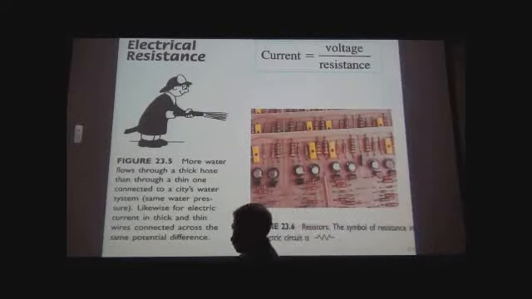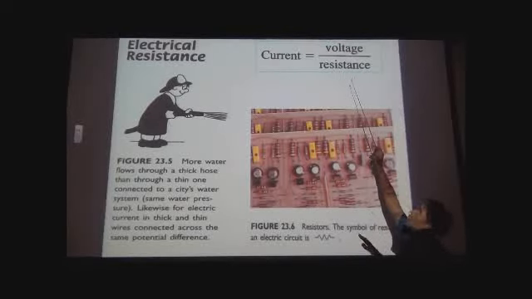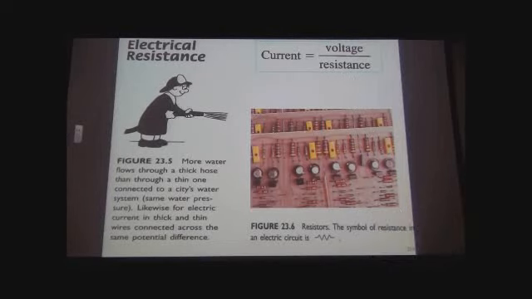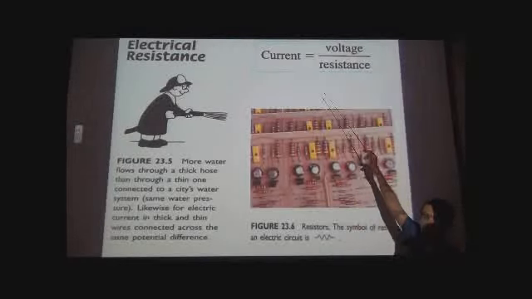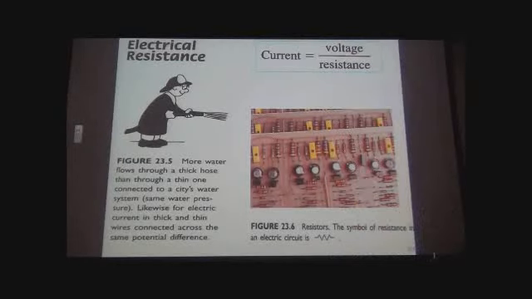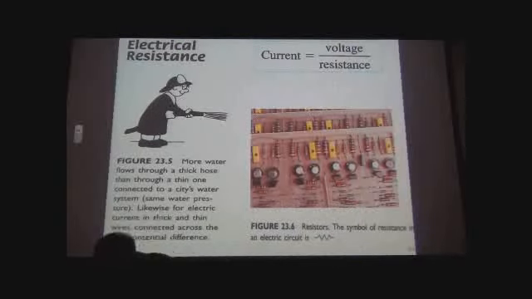Cool? Current in general is equal to voltage. Voltage is like the pressure that's trying to push the current forward. Resistance is like, not really, but it's like the pressure that's trying to push backward. So the greater the forward pressure, the greater the voltage, that means the greater the current. The greater the backward pressure, to first approximation, the greater the resistance, the lower the current. So current is voltage divided by resistance.